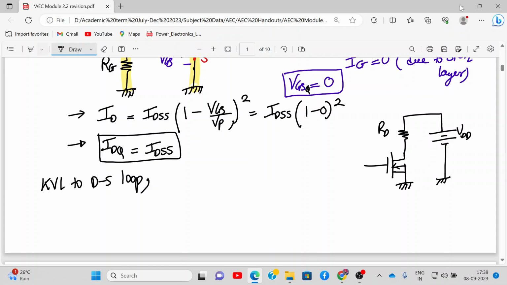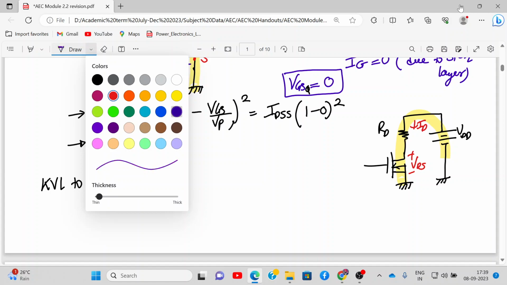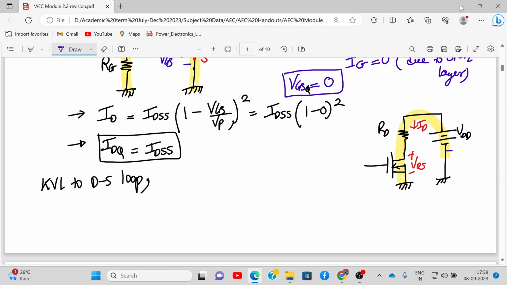Okay. Next, I will apply KVL to the drain source loop. So I'll draw the drain source loop over here. This is my RD. Then I have the MOSFET. I'm not interested in the gate side. And this is my VDD. Now I'll apply the KVL in this loop. So I have to mark VDS and ID. KVL to the drain source loop: VDD, you're going from minus to plus, so positive. VDD minus ID RD minus VDS is equal to 0, correct?